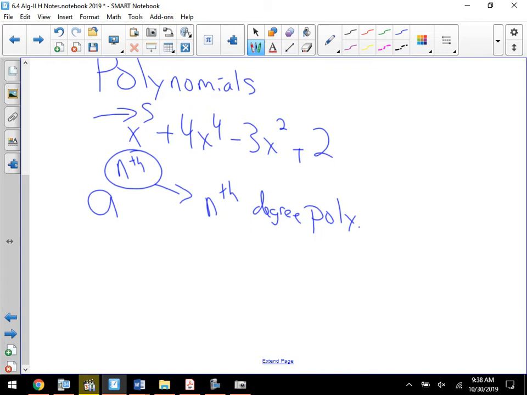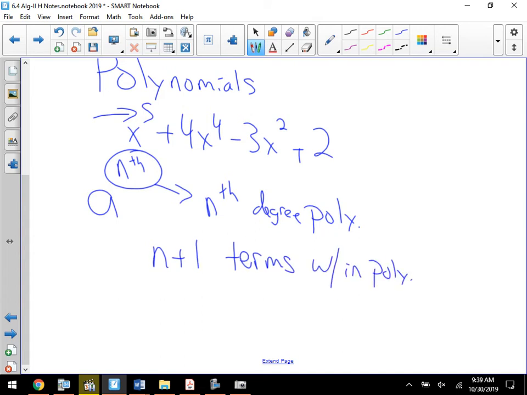When you go back to your 2nd degree polynomials or quadratics, how many terms could you have in a quadratic? Have you ever had 4 in a quadratic? Yeah, at most you'd ever have was 3. You'd have a square term, an x term, and a constant. So in any nth degree polynomial, you can have up to 1 extra. You have n plus 1 terms within the polynomial.